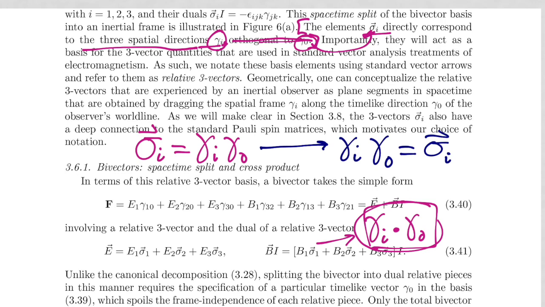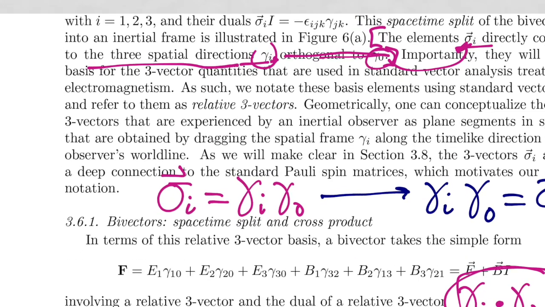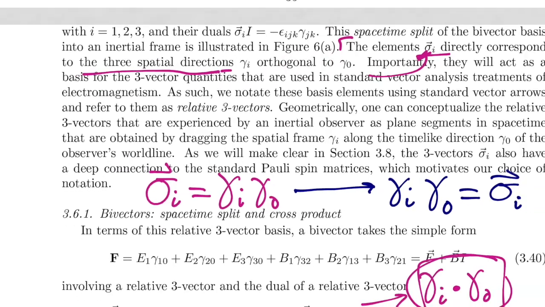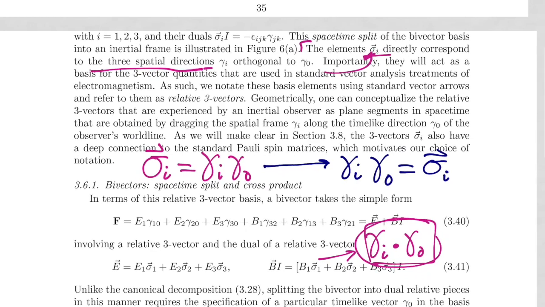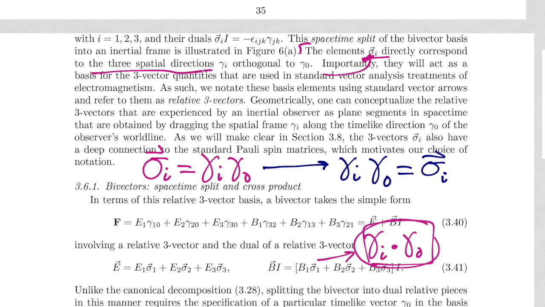So we're not hunting and pecking for spatial directions that are orthogonal to gamma 0, right? They're all orthogonal to gamma 0. So this part of the sentence not only does it not add anything, it actually confuses things, because you might think for a second, wait a minute, did I miss something? Are there gamma I's that are not orthogonal to gamma 0? And there are none. Those don't exist. So that's got to go away.